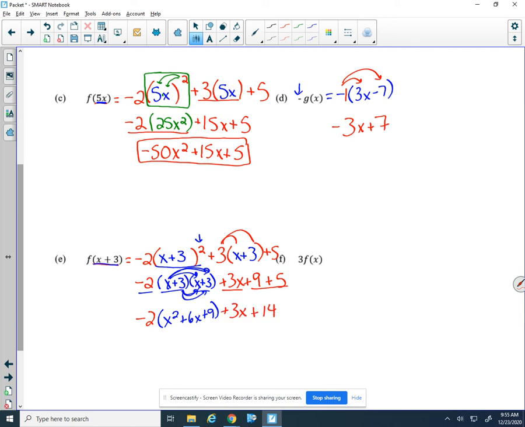So my last step is to distribute this. I guess not last step, we're going to have one more after it. So that's distributed. And then lastly, we're going to combine like terms.